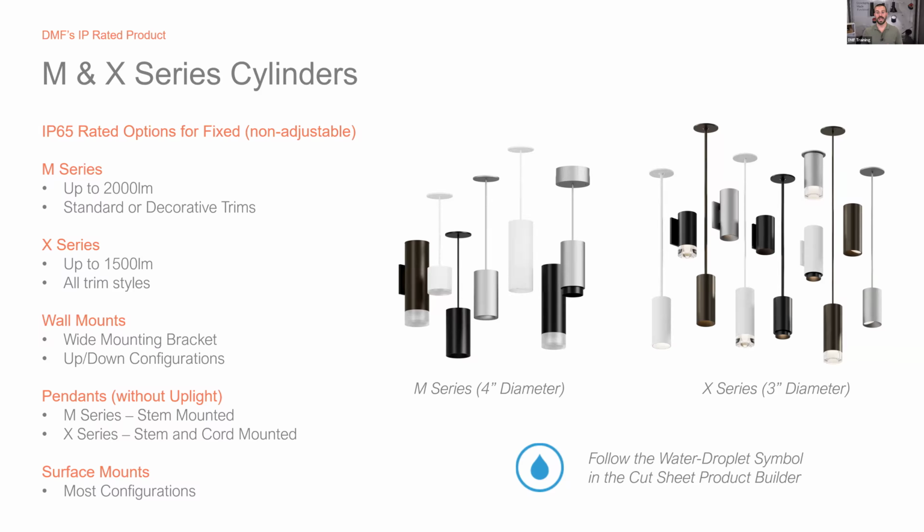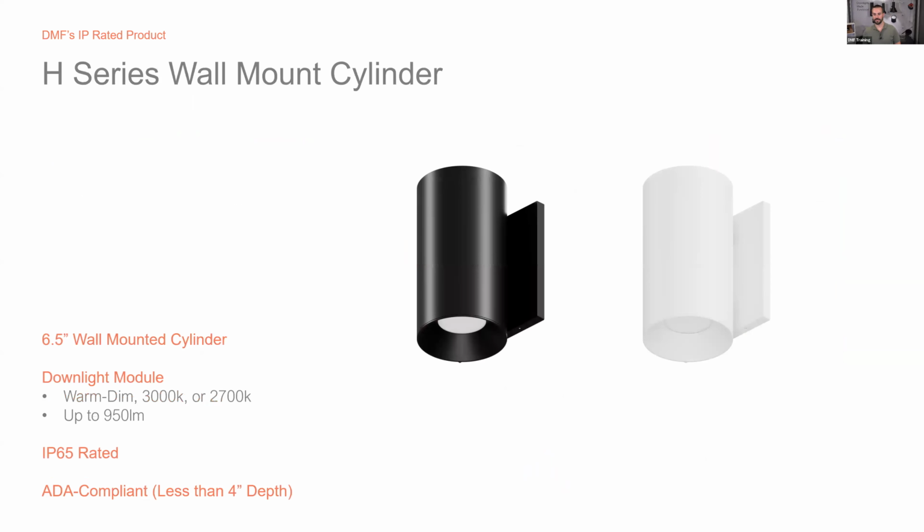One thing to note, if you're looking at any of our cylinders on the cut sheets, there are little water droplets next to any option that's going to give you an IP65 rated option. So just follow those water droplets if you know that you need a wet listed or IP65 cylinder to be built. You just follow those water droplets through all those different options for the product builder.